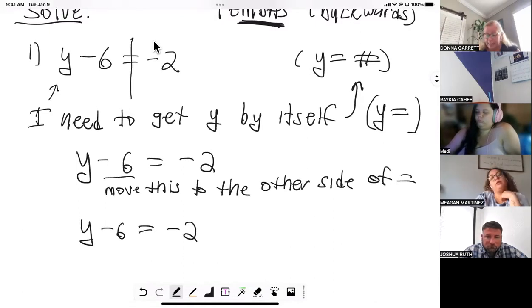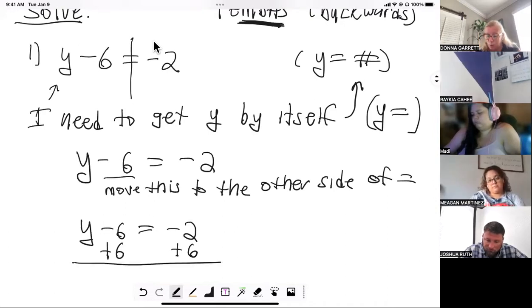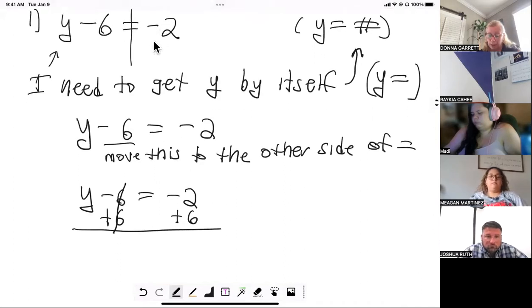Well, in order to get rid of -6, I can add 6 to both sides of the equation. Whatever I do to one side of an equation, it's like a balance. I've got to do to the other side to make it equal. If I add 6, what happens? Well, -6 plus 6 is 0, right? Doesn't it go away? And then all I have left is y, which is what I wanted. I want y by itself, y equals.